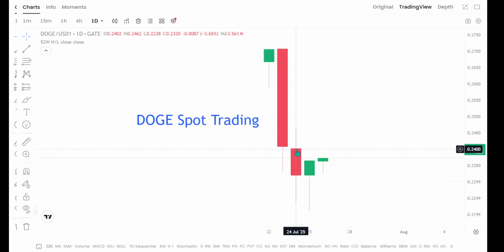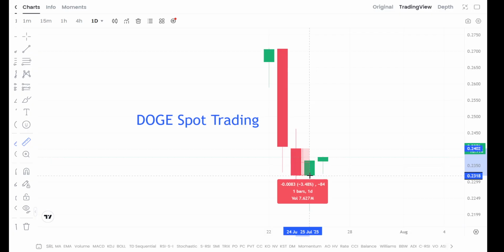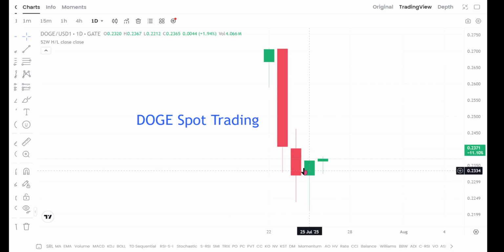On the next day, the market price of the doggy was also bearish, and the doggy market price was open at 0.2401 USDT, and market price went down and was closed at 0.2320 USD1, and market price had decreased by 0.0181 USD1. It is 3.39%, and 81 USD1 was the loss on that day, and 7.627 million doggy has been traded in this one day.